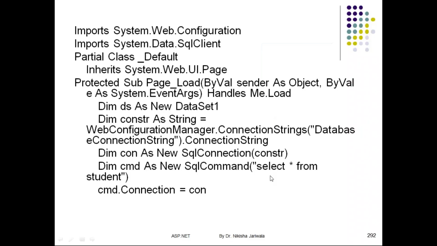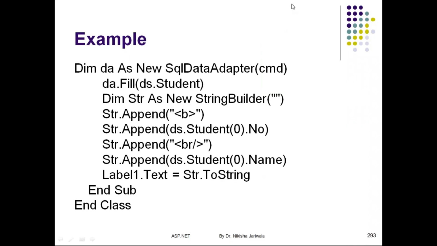Now after that, obviously I have created the object of the data adapter, that is da, and within that I have specified cmd. Then with the help of da.Fill, I have written ds.Tables. Over here, this ds is the object of DataSet1, and we have to assume that we have dragged and dropped the student table within that dataset, right? So that's why we have specified ds.student, right?